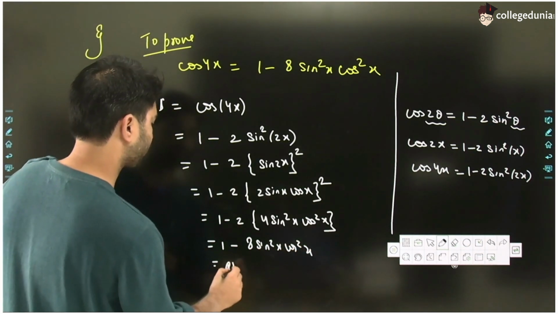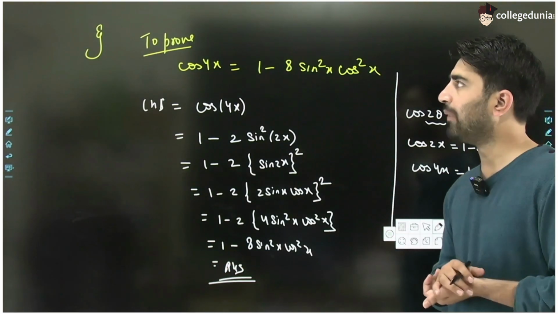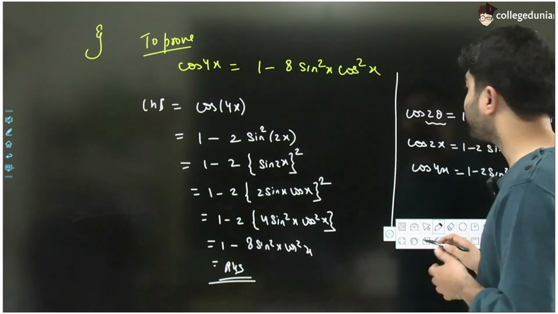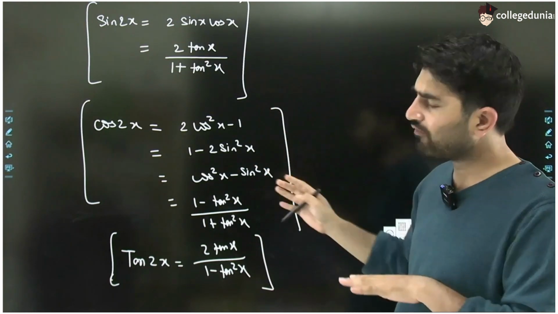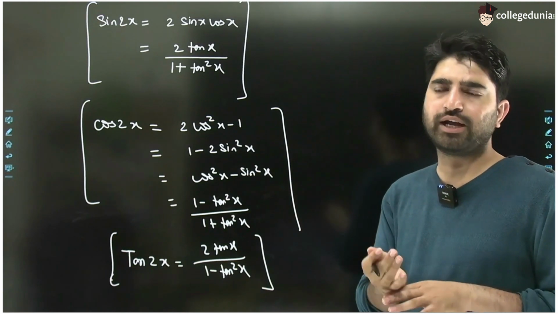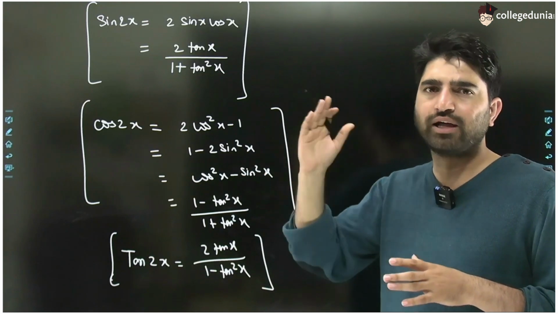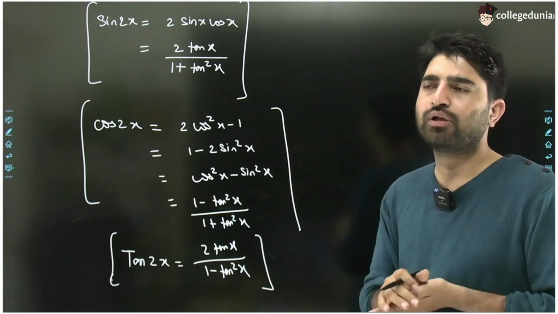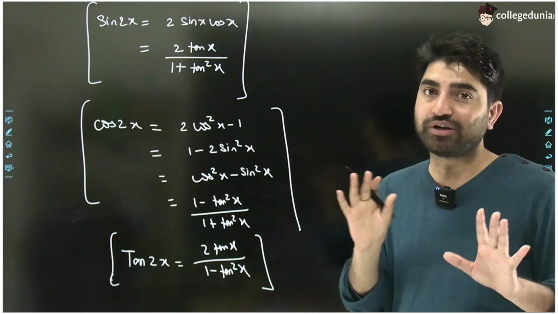So guys, just like this question, there are many questions where the formulas for sine 2x, cos 2x and tan 2x will be used, and not just these 3 formulas. There are many formulas like sine 3x, cos 3x, tan 3x, and apart from these, there are sin x plus sin y, cos x plus cos y, and the addition and subtraction formulas. So you need to remember all those trigonometric identities.